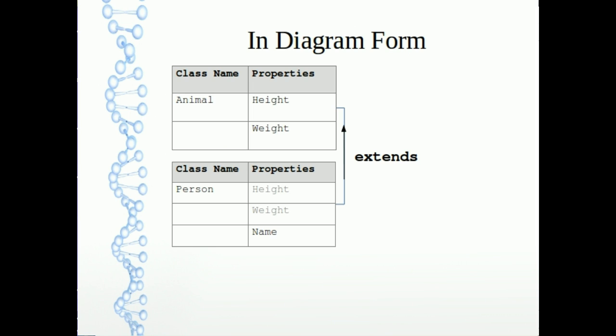Looking at this example in diagram form, we can see that we have two classes, the animal class and the person class, and that the animal class has the properties height and weight, and that the person class has the properties height, weight, and name, with the height and weight properties being inherited from the animal class, which the person class extends over.